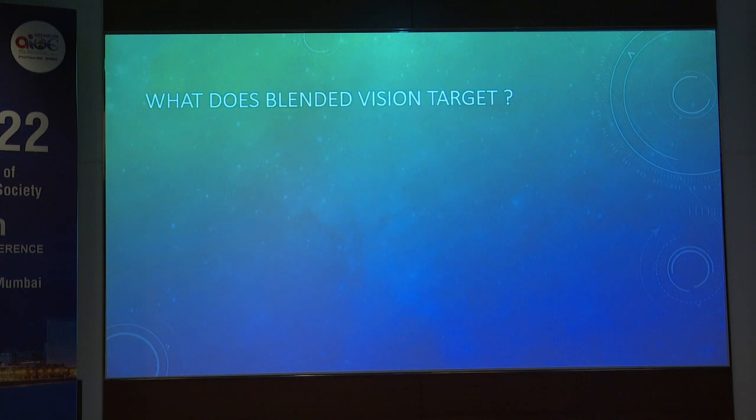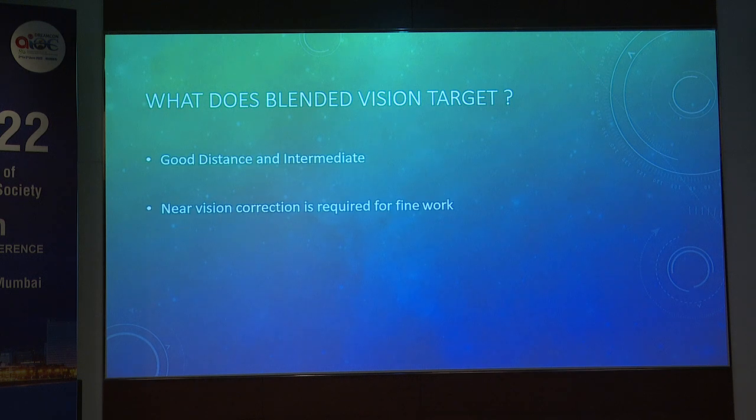So what is blended vision? Blended vision is basically where we are keeping the patient targeting -1. We are achieving good distance and intermediate, and of course we are able to give near vision with that extended depth of focus that we can give. But it should not be promised. Never over-promise. Near vision correction will be required. This is what we tell our patients. If they don't require it, we are very happy, so are they.